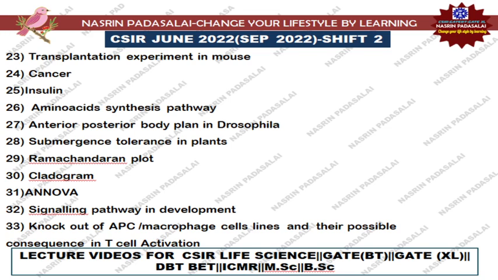Next, the amino acid biosynthetic pathway, anterior-posterior body plan in Drosophila, and they were asking the mechanism of submergence-tolerant plants, Ramachandran plot, cladogram. And regarding biostats, many questions have been asked, like they are asking you to explain ANOVA, Poisson distribution, standard error, kurtosis.